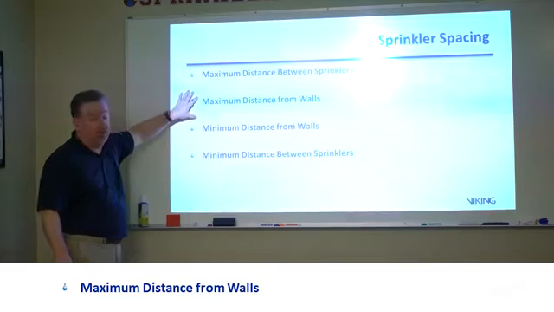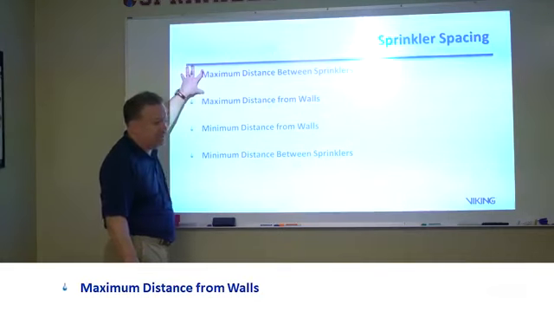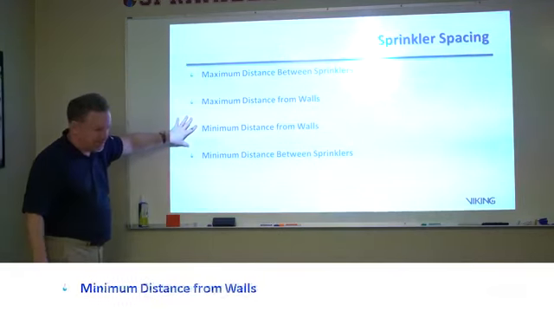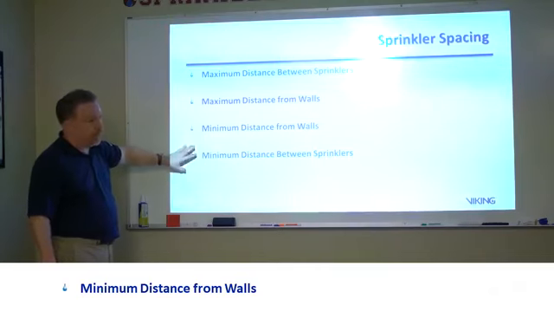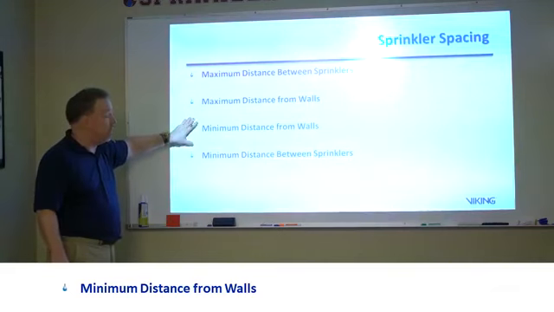So this one here, maximum distance to the walls is usually half of what this distance is. Then you have a minimum distance to the walls, because we want to make sure that the sprinklers are going to operate, and you need to make sure that there is air moving around that sprinkler to get the heat to the sprinkler. So minimum distance to the wall is going to be crucial.